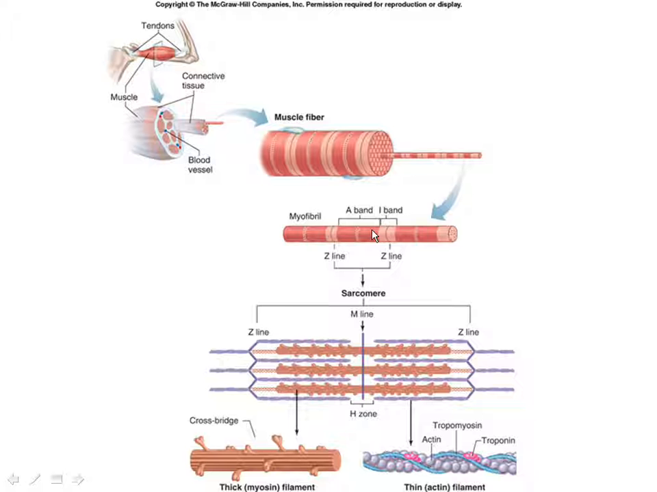And myofibrils are what give us that striated appearance on skeletal and cardiac muscle, that light and dark banding pattern. Because when we pull a myofibril apart into the smallest unit of muscle contraction, we have a sarcomere. The sarcomere contains the two main proteins of muscle contraction, myosin and actin, and there are other accessory proteins that we'll also talk about.